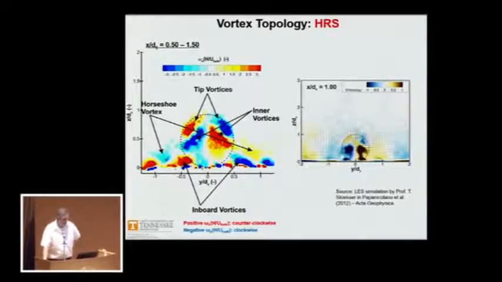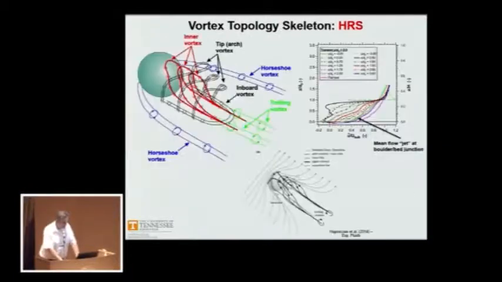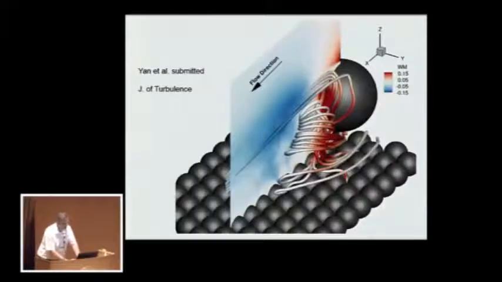So what you see here is essentially four types of vortex topologies. The tip vortices that have been reported before, what we call the inner vortices, and I'm going to explain that in a sec. We have the horseshoe vortex, but the horseshoe vortex, to our surprise, was not as strong as we expected. And then what we call the inboard vortices, and those are our own terminology. So let us see here. We have the tip vortex or arch vortex coming from the top.